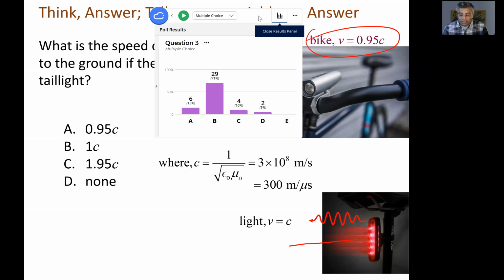Let's see what we got. Oh, we're still getting varieties. So the correct answer is still B. So the speed of light remains constant. It does not depend on the relative speed between the observer and, let's say, the object. Okay, so let's keep that in mind. That's one postulate of the special theory of relativity; there are two postulates and this is one of them, okay?